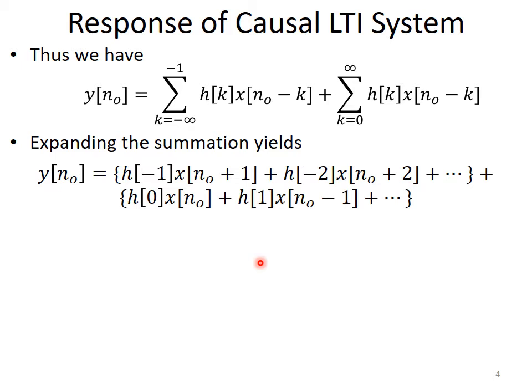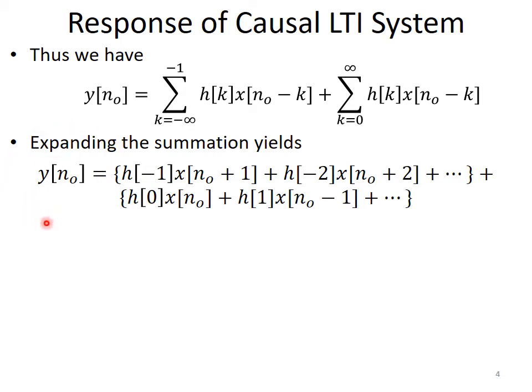For example, x of n naught plus 1 is the future value of x of n, and similarly x of n naught plus 2 is also a future value. So all the values involved in this part of the summation are basically future values of the input. So this part of the convolution sum depends on the future values of the input signal. However, in this other part, you can see the values of the input signal are only those which are either the present value, like this one, or the delayed version, the past values.